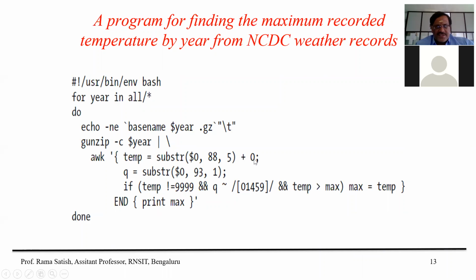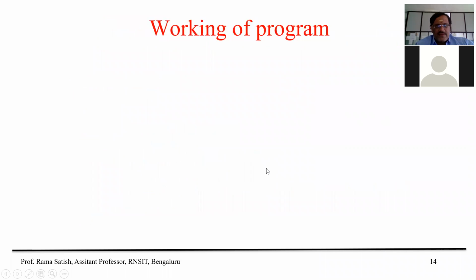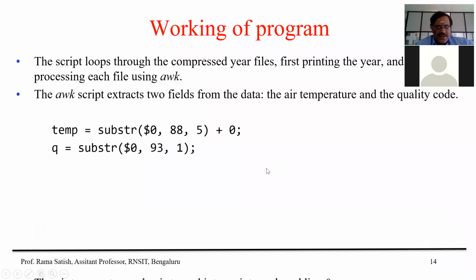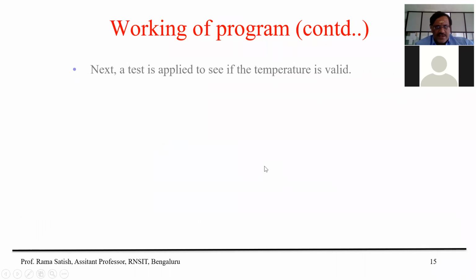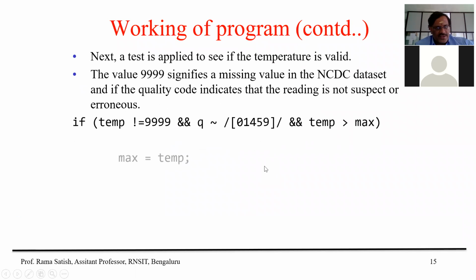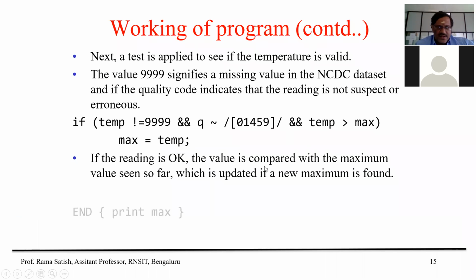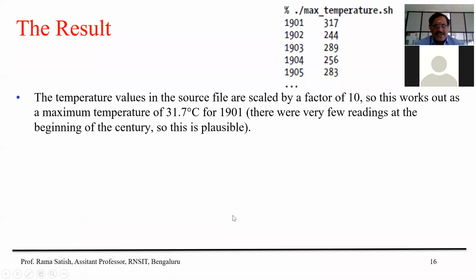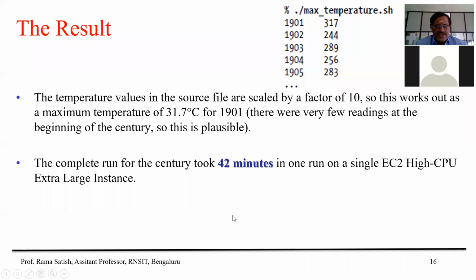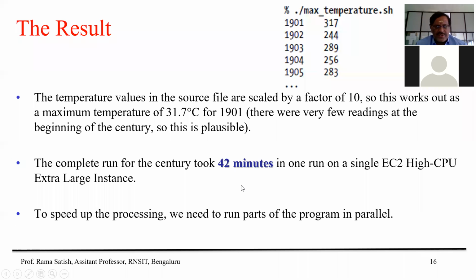You add 0 to the reading data, so automatically it becomes a number. You compare it with the maximum, and finally display the final maximum value. This is what we discussed in the last class, and this is what was discussed. Almost it took 42 minutes.